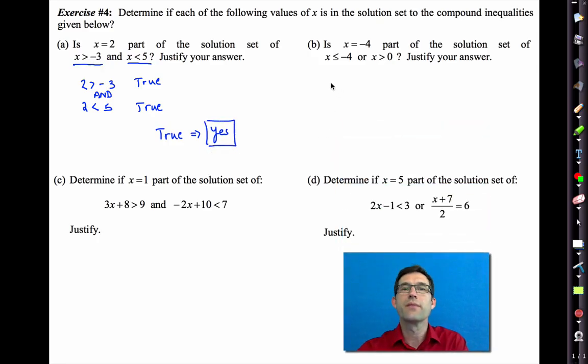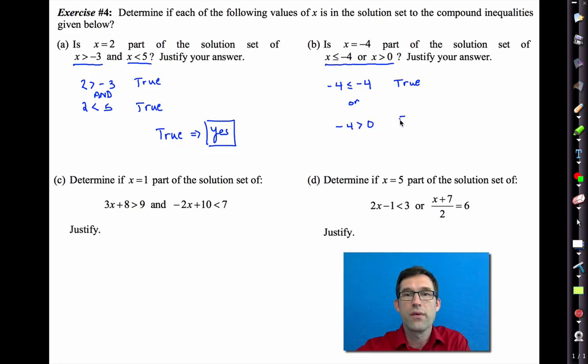Let's take a look at letter B. Is x equals -4 part of the solution set of this compound inequality? Well, let's test it. -4 is less than or equal to -4. That's true. Or -4 is greater than 0. Well, that's false. Now watch out though, this is an OR statement. So, right, ORs are only false if everything is false. So this is actually true, right? Because one part's true, which tells us that the answer is again yes.